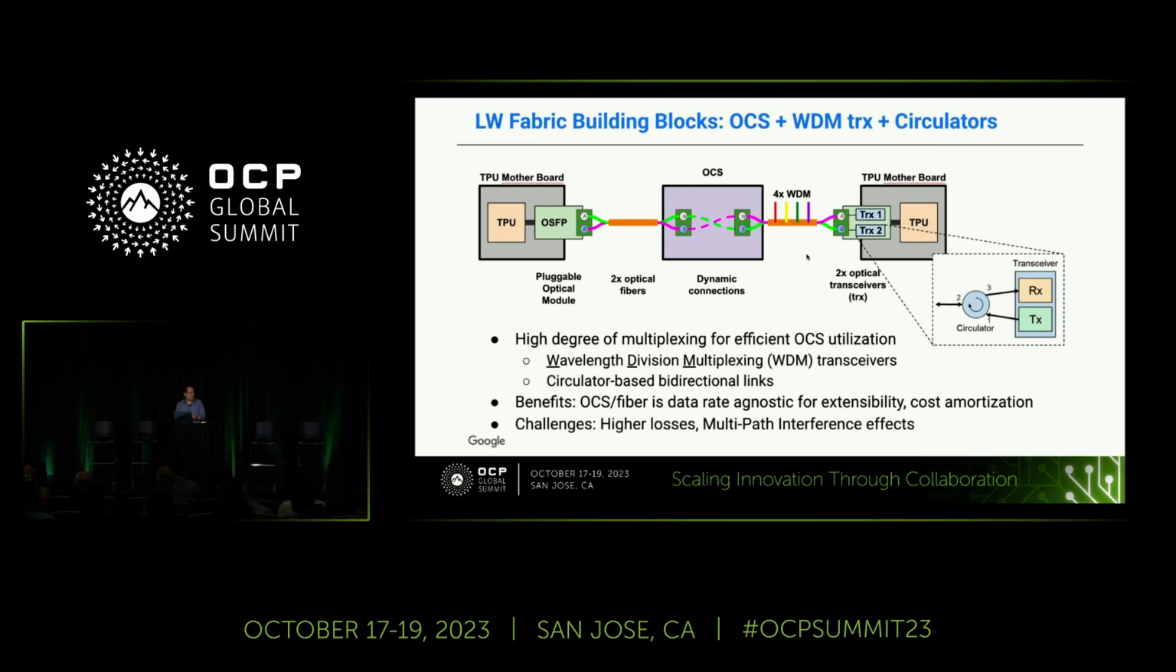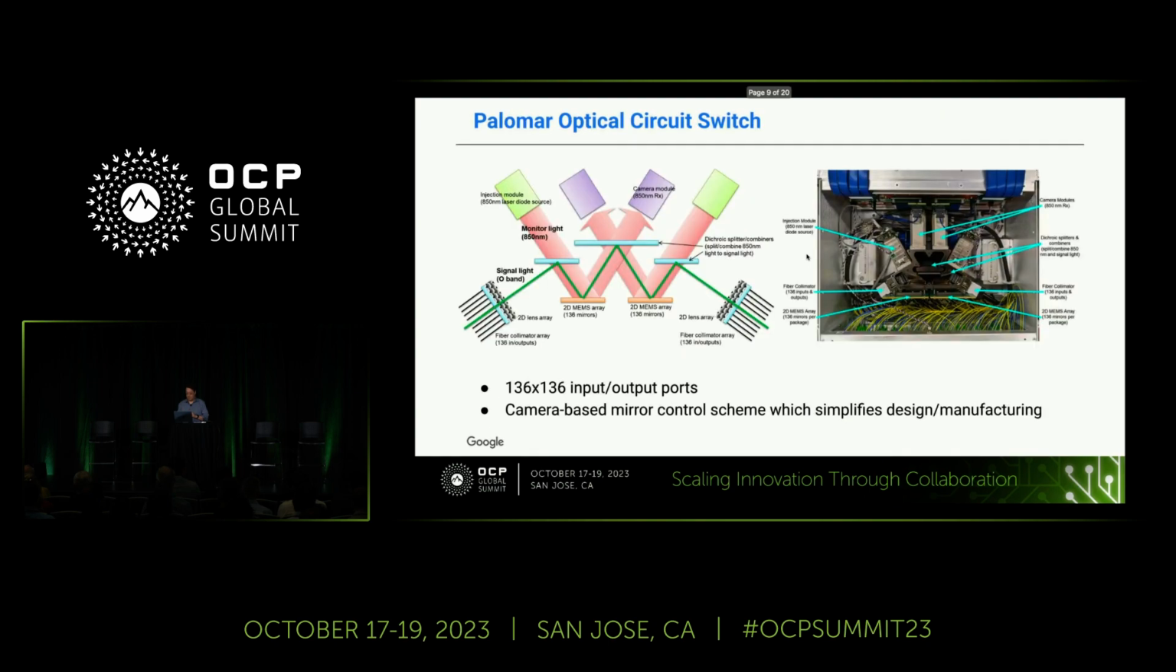But it does give you other challenges, in particular higher loss, because now you have the loss of the switch, and you also have the loss of the circulators. And because we also run the photons bidirectionally, so that cuts in half the number of optical switch ports that you need overall, you also have to deal with multipath interference effects. And I'll talk about that briefly in a second here.